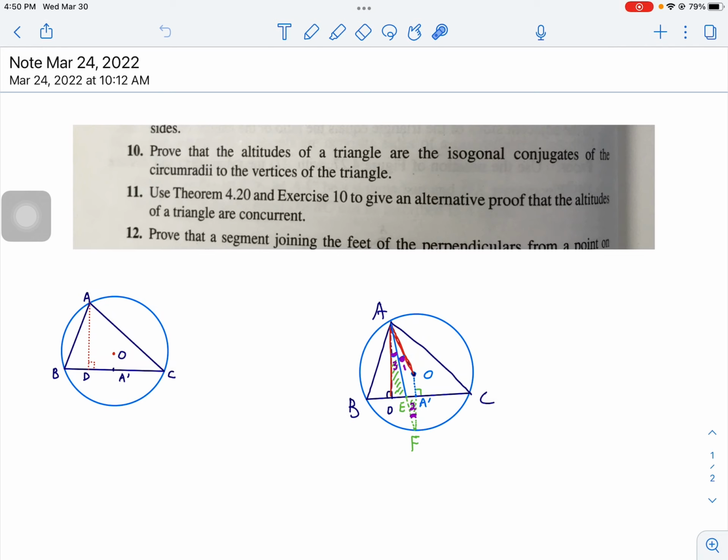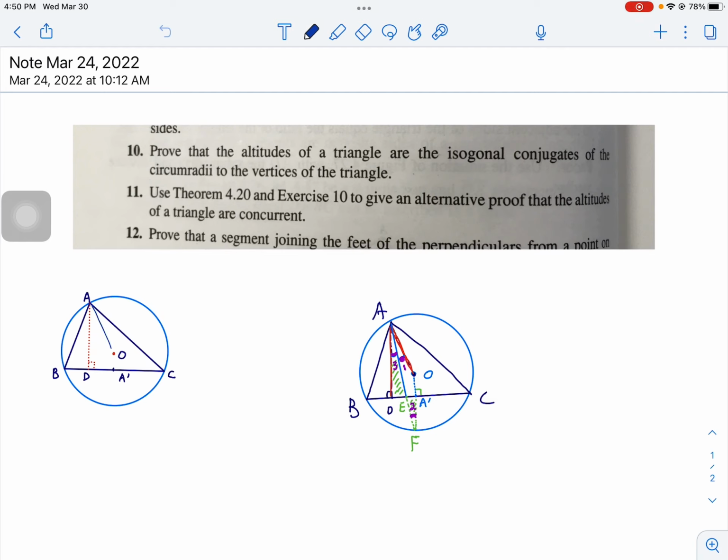So we have a triangle, and there's an altitude here, which is an isogonal conjugate of the circumradii to the vertices of the triangle. We just need to prove one, so I'm going to draw one altitude. This will apply to all the altitudes, right? It says circumradii, that means we need to find the circumcenter, and here AO is one of the circumradii. O is the circumcenter.